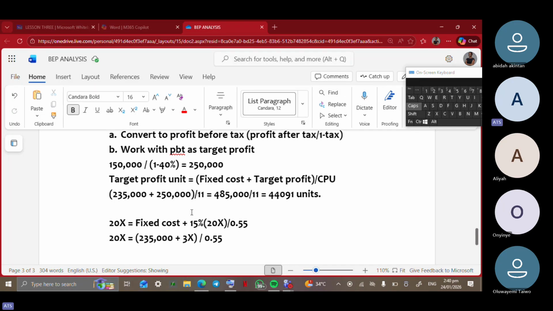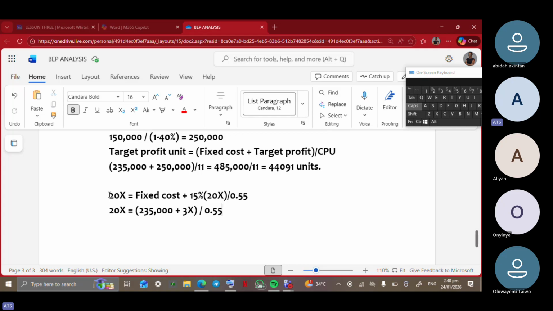Now, are we trying to increase? The first question you should ask yourself is, are you trying to increase revenue? You're trying to hit a target profit. To hit that target profit, you can either increase revenue or reduce cost. So in this case, let's take it that I want to increase revenue.